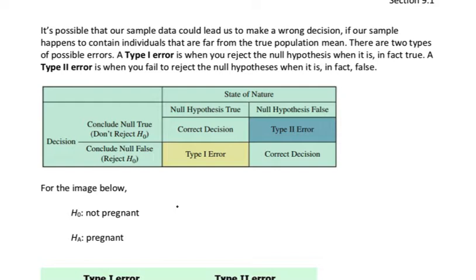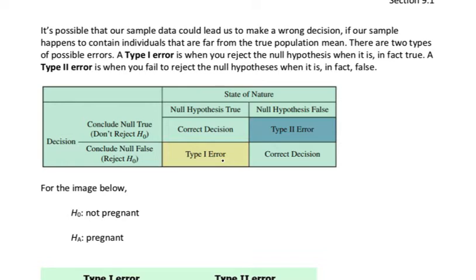So it's possible that our sample data could lead us to make a wrong decision if our sample happens to contain individuals that are far from the true population mean. So there are two types of possible errors, type 1 and type 2. And this chart shows there are 4 possibilities here. If I don't reject my null hypothesis and the null hypothesis is true, then I have made the correct decision. If I reject the null hypothesis and the null hypothesis is false, then I have made the correct decision.